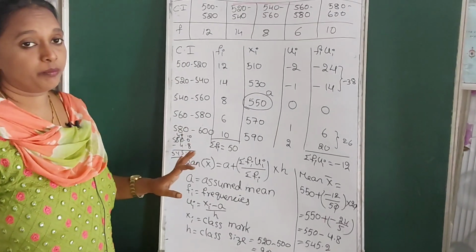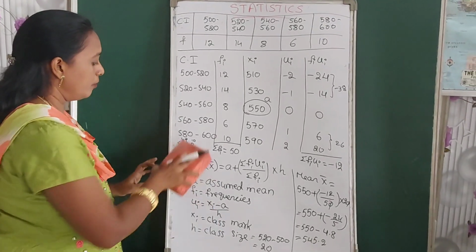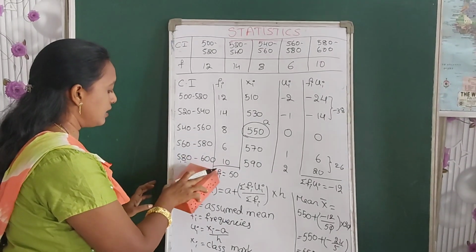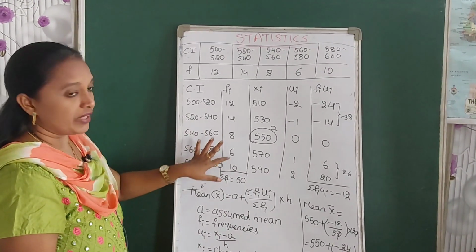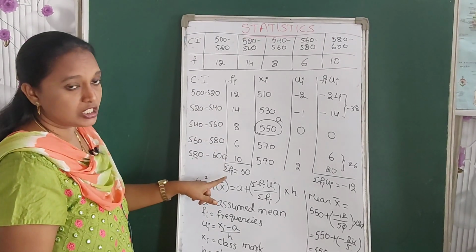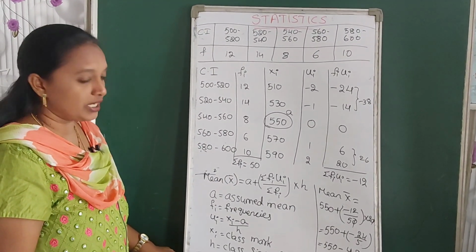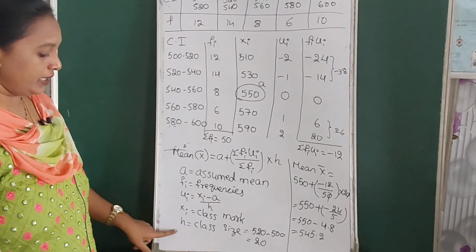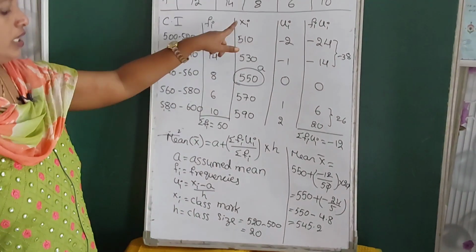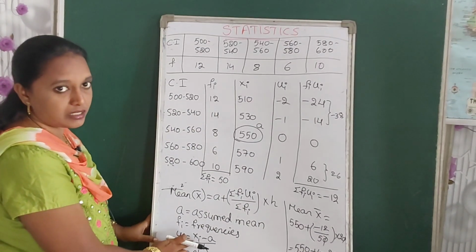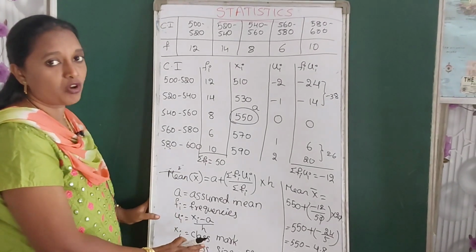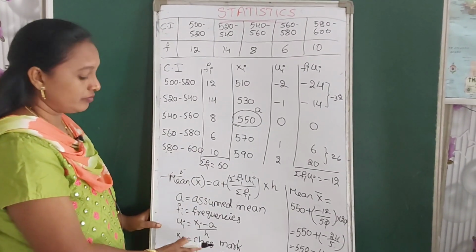Follow this step, don't be confused. First write the class intervals, next write frequencies and add up all the frequencies. After that write the mean formula and expand each and every term. Then find h. Next column you go for exercise. This formula itself tells whatever columns are required.